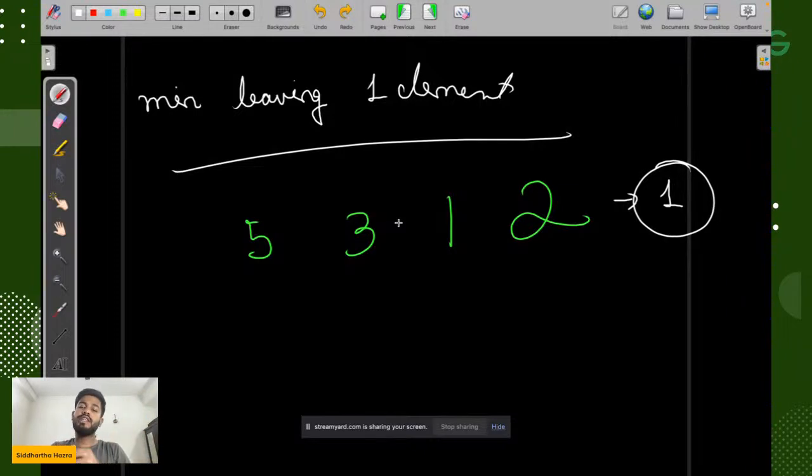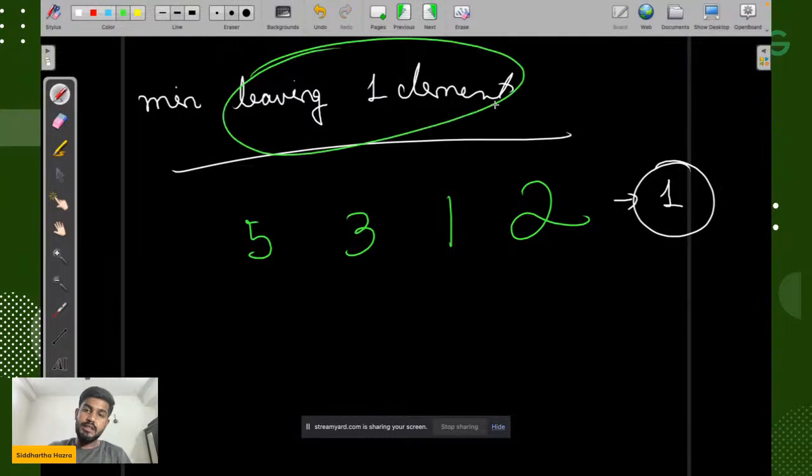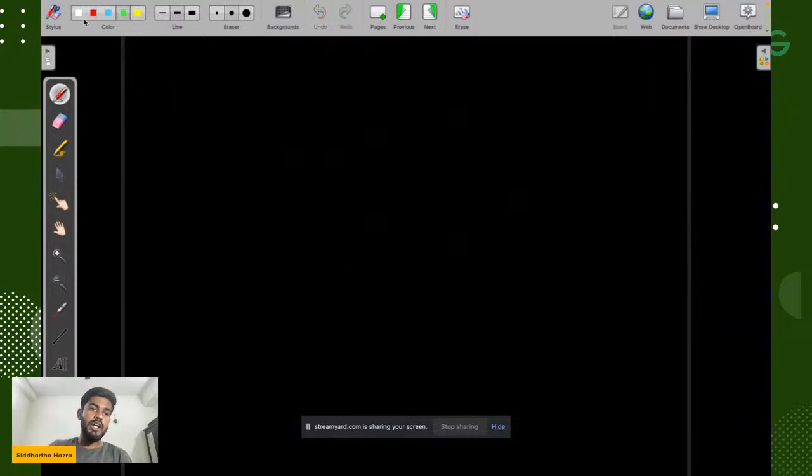What would be the scenario when the number we are leaving, this leaving one element, is the minimum element itself? Then the answer would be what? Okay. So now there are two scenarios. Suppose we found out the minimum element. Now to remove one element, it can be two scenarios. Okay, so now suppose I want to remove one element. Now that element can be the minimum element.